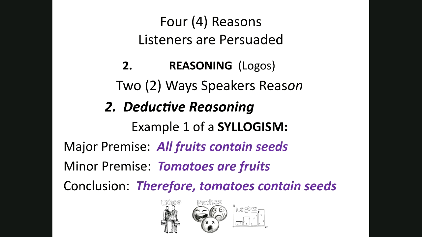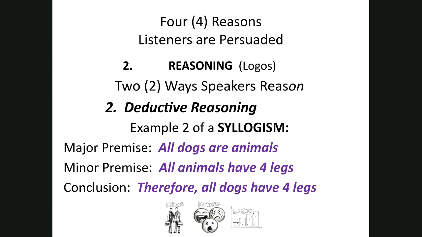Now here's another one where the major premise would be all dogs are animals. The minor premise, all animals have 4 legs. Therefore, your conclusion might be all dogs have 4 legs.